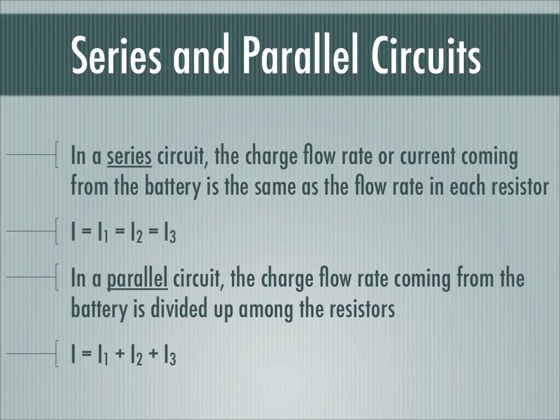So we see that in a parallel circuit, the charge flow coming from the battery, which is represented by the I here, is divided up among the resistors. If I had 3 resistors, then I1, current in resistor 1, current in resistor 2, current in resistor 3, when added together, equals the current coming from the battery.